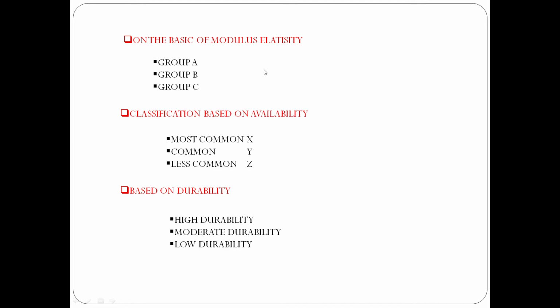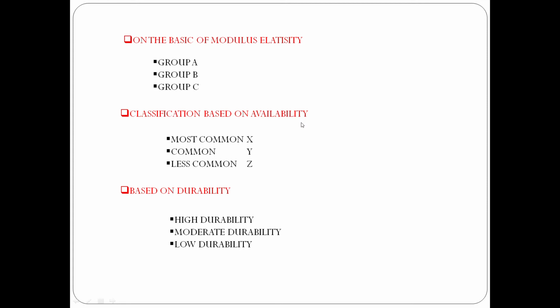On the basis of modulus of elasticity, the species of timber recommended for constructional purpose are classified as Group A, Group B, Group C. Group A has modulus of elasticity in bending above 12.5 kN per millimeter square, Group B above 9.8 kN per millimeter square and below 12.5 kN per millimeter square, and Group C above 5.6 kN per millimeter square and below 9.8 kN per millimeter square.